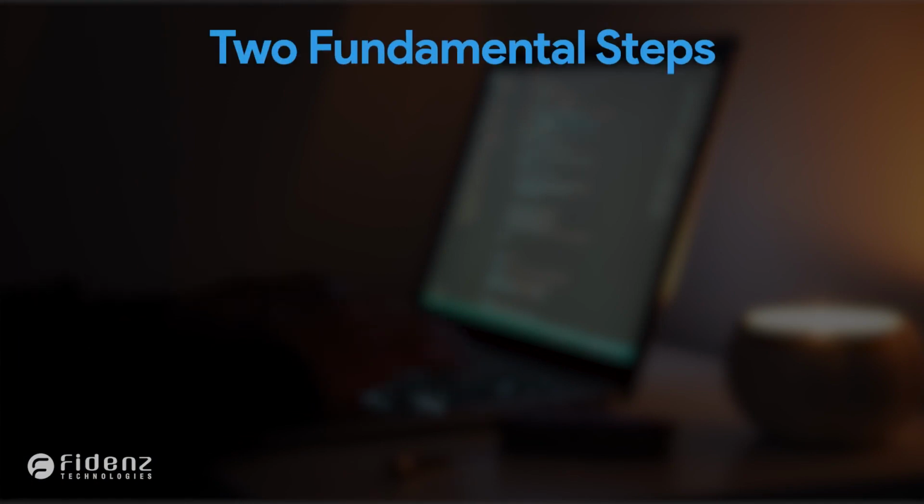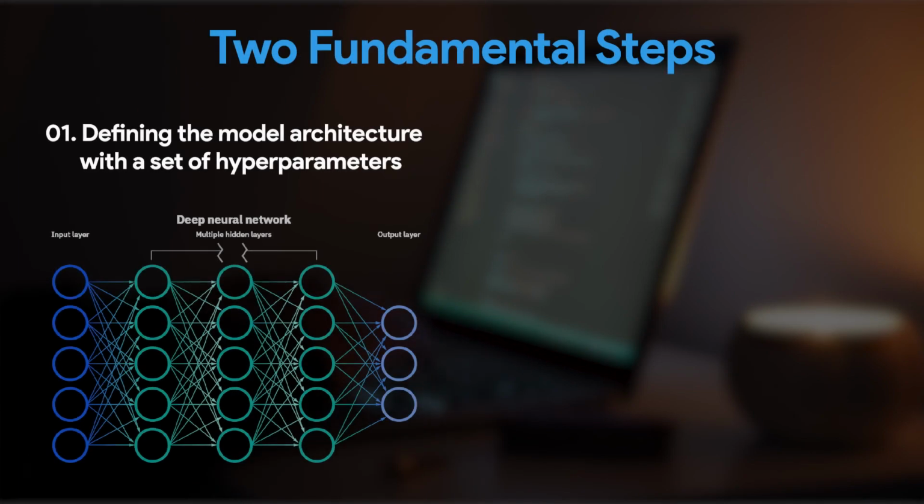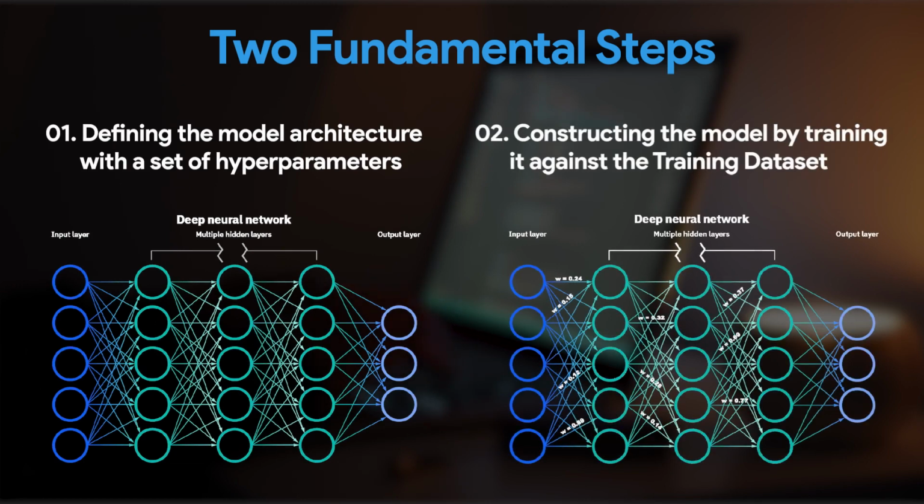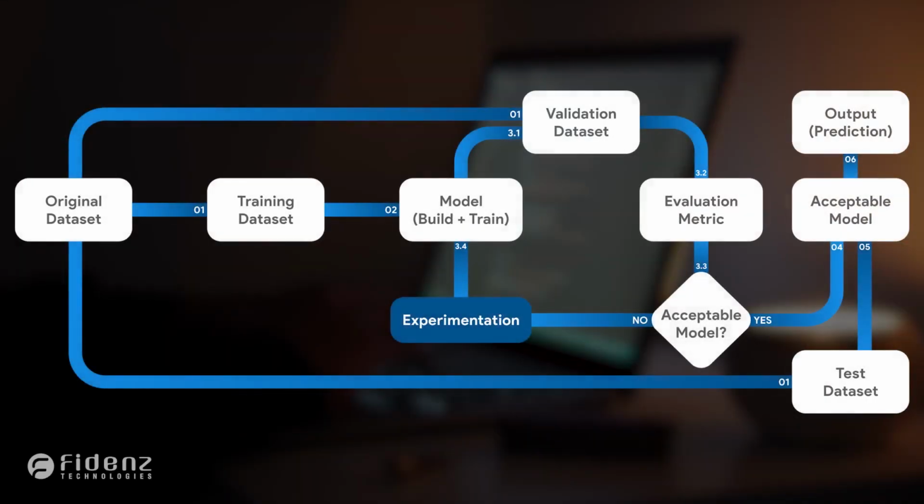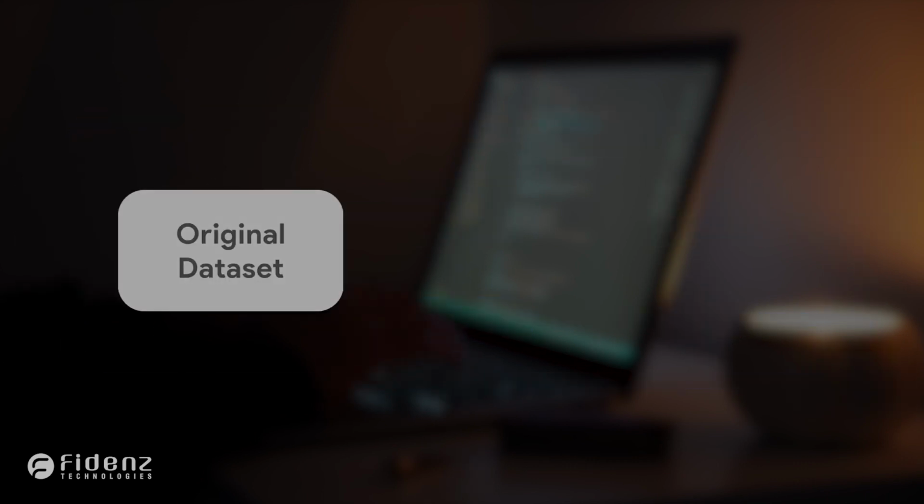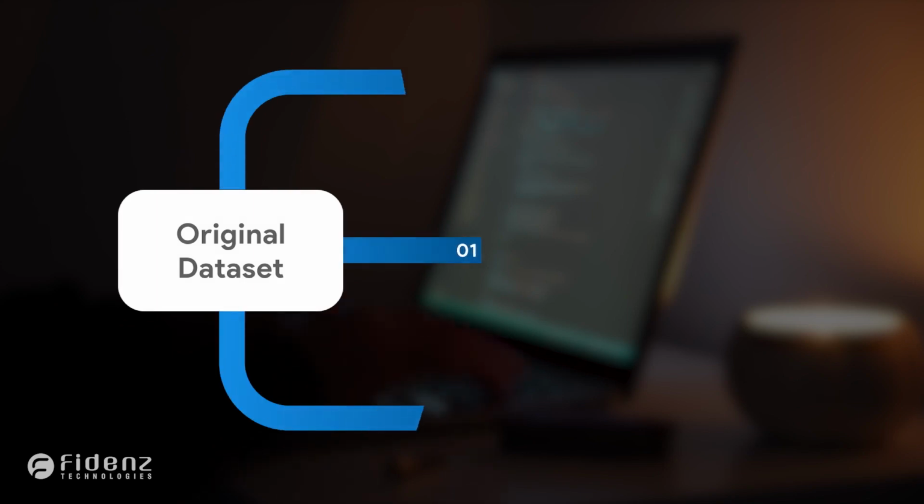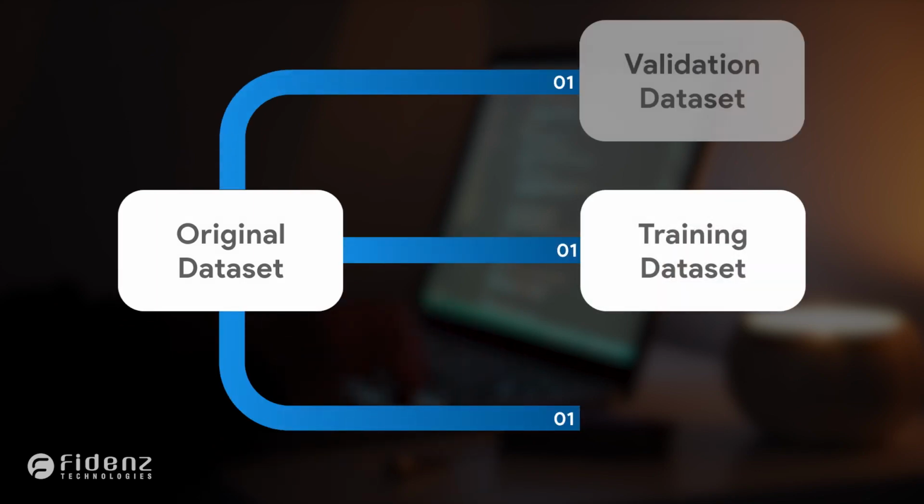Our model generation approach consists of two fundamental steps. The first step is defining the model architecture with a set of hyperparameters, whereas the second step is constructing the model by training it against the training dataset. The diagram explains how these fundamental steps are implemented in a deep learning development environment. As you may already know, the workflow of a deep learning application begins with an initial dataset getting split into three distinct subsets known as training, validation, and test.